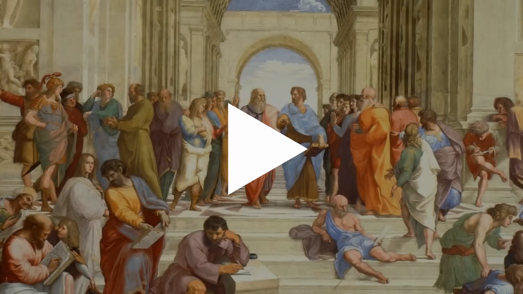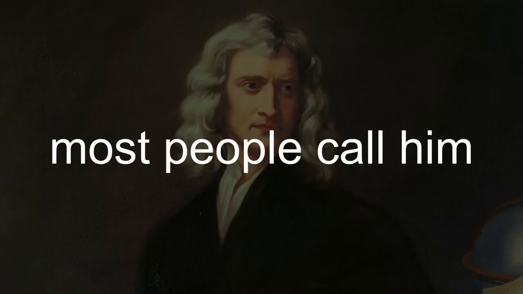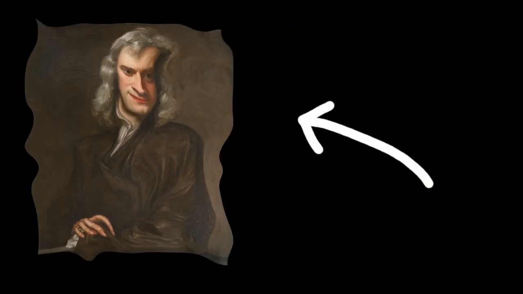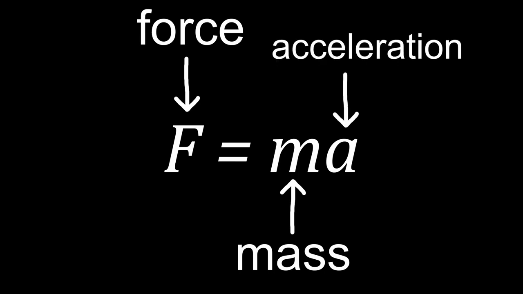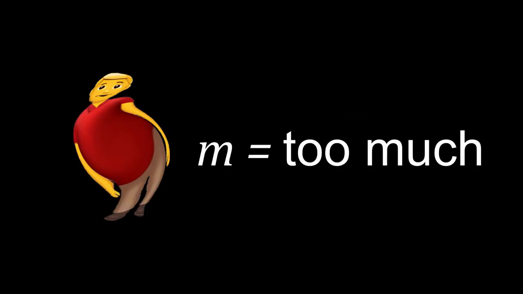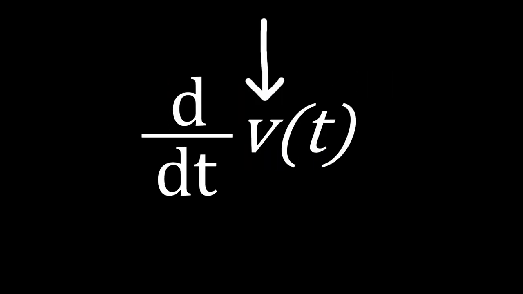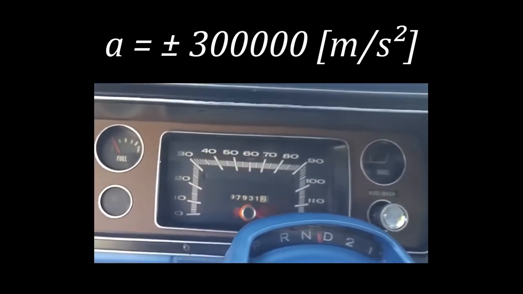Okay, not that far. Stop. Yeah, that's perfect. This is Gravity Guy, but most people call him Isaac Newton. One important thing he said is that force equals mass times acceleration. Now, what do all these words even mean? Force is a push or pull on something in a certain direction. Mass tells you how much of something there is, and it's also a measure of inertia, but we'll get to that later. And acceleration is the derivative of velocity with respect to time, but that's too many big words for my taste, so let's just say it's how fast your velocity is changing.